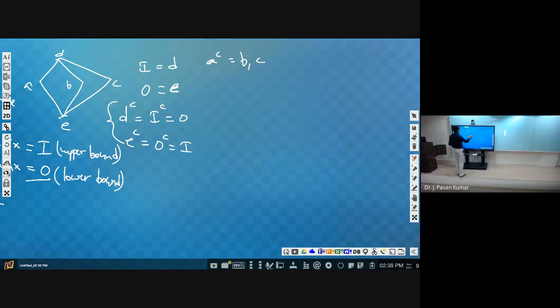So both the conditions are satisfied. Next, A meet C is E, A join C is D. So both the conditions are satisfied. So A complement will be B comma C. Similarly, B complement will be A comma C. C complement will be A comma B.